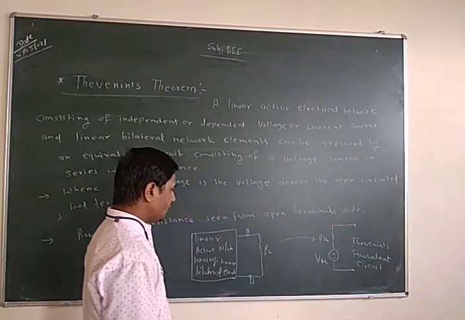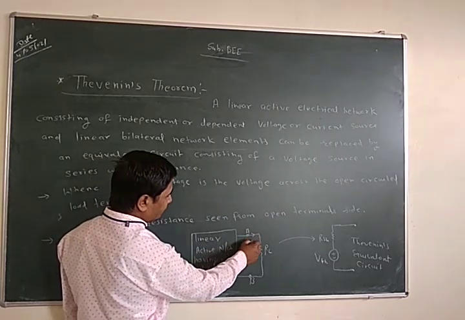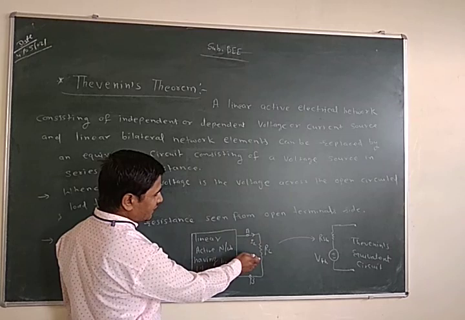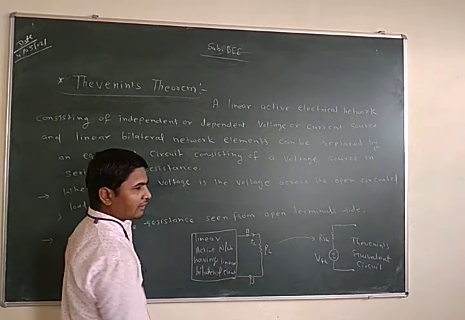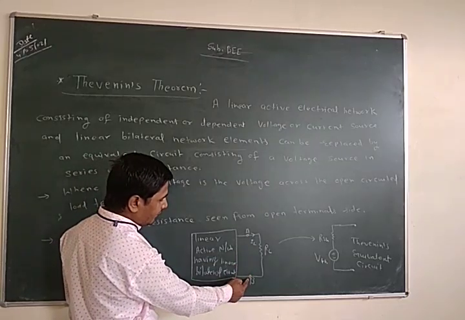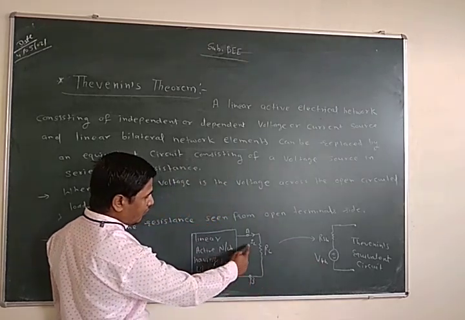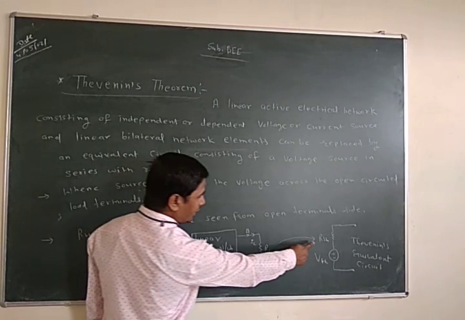In this circuit, if we have to find the value of current in resistance RL, then first we remove this resistance. So AB terminals are known as open circuit terminals, and the voltage across AB terminals is VTH, and the resistance from the AB terminal side is RTH.